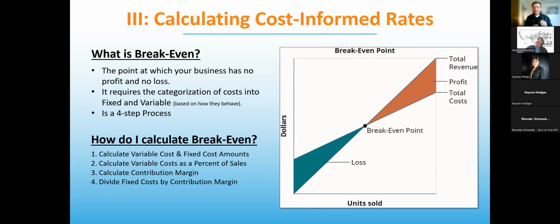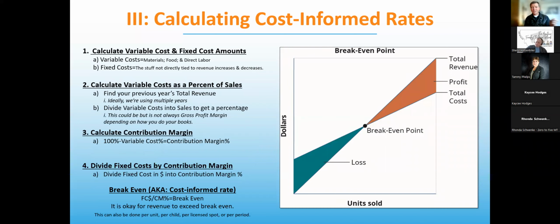How do you calculate it? These are the 4 steps. We calculate fixed and variable costs. We calculate variable costs as a percentage of total sales, as a percentage of total revenue. We can then calculate the contribution margin, and this is where the magic starts to happen. By knowing your fixed costs and dividing it into your contribution margin, you can then accurately set your rates based on rates that are cost informed.